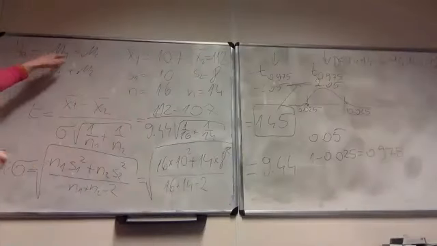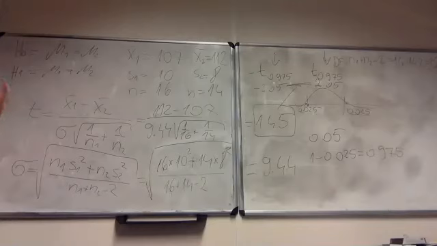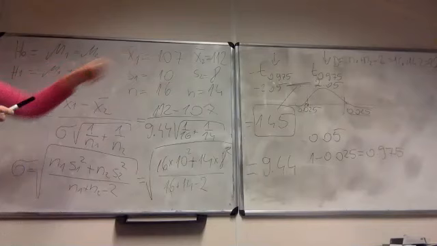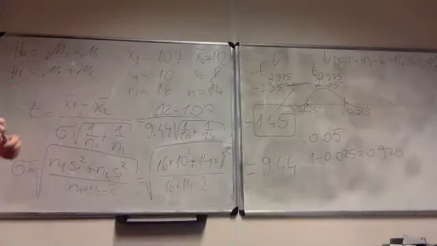In that case, we don't reject the hypothesis. And the hypothesis was that the means are equal. So there is no significant difference between the means at the 0.05 significance level.